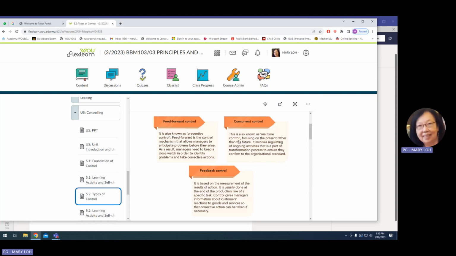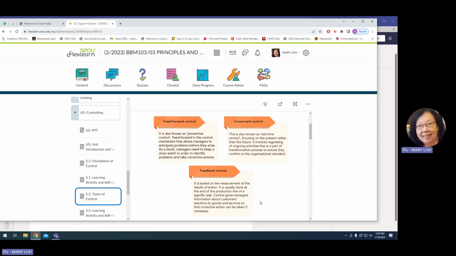Okay, so it is known as real-time control, focusing on the present rather than the future. It involves regulating ongoing activities that are part of the transformation process to ensure they conform to the organizational standard. So that's concurrent control.